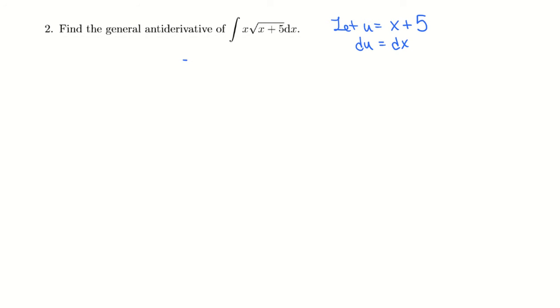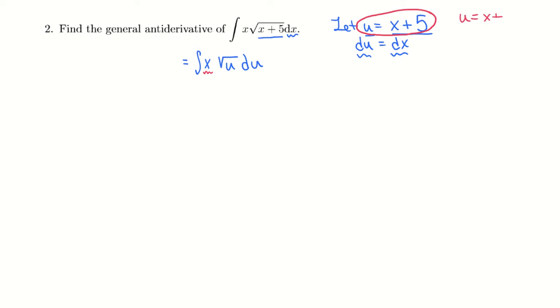I'm going to start replacing here because I see that we have dx, which we're going to replace with du, and I see x plus 5 under the root, which we're going to replace with u. So we'd have the integral of x square root of u du. Except now we have both x and u in this equation, so we need to do something else. We're going to try to replace x by solving for x in terms of u.